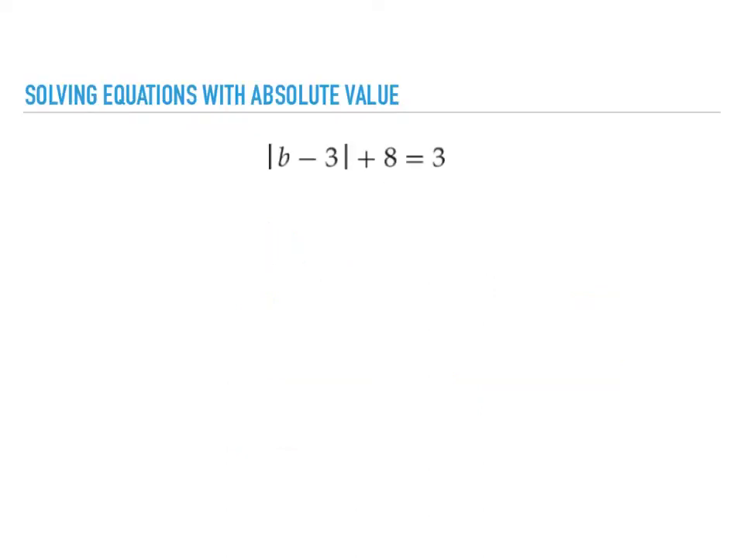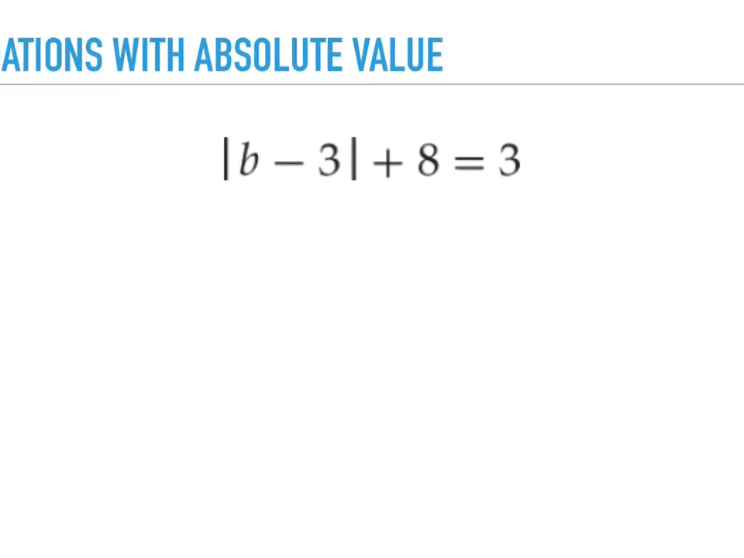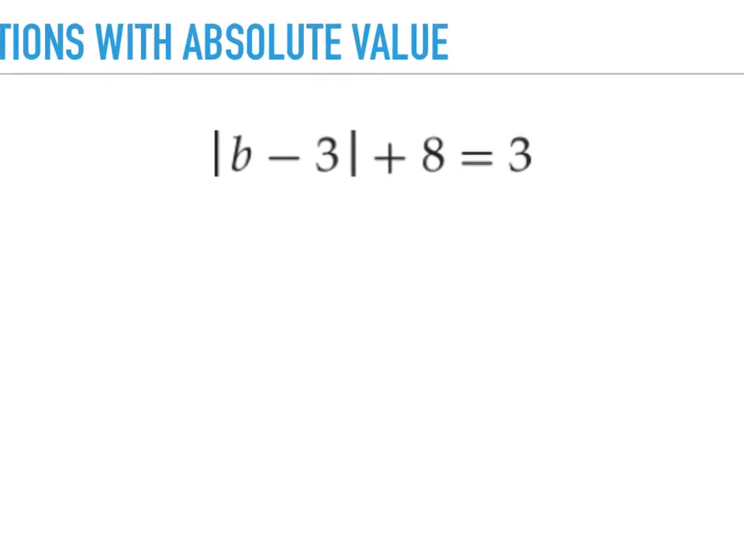All right, let's look at our next example. So for this one, we're going to end up splitting our equation into two, but we can't do that yet until we get our absolute value signs all by itself. So we need to get rid of this plus 8. How do we get rid of that? Minus 8. And what we do on the left side of the equation, we have to do on the right side. So now we have b minus 3 is equal to, the 8's cancel out.